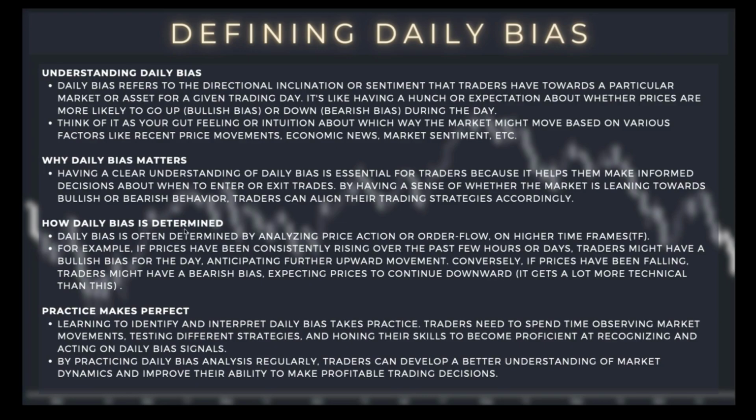Now, how daily bias is determined. Daily bias is often determined by analyzing price action or order flow on higher time frames. For example, if prices have been consistently rising over the past few hours or days, traders might have a bullish bias for the day, anticipating further upward movement. Conversely, if prices have been falling, traders might have a bearish bias, expecting prices to continue downward. It gets a lot more technical than this. Promise you it does.